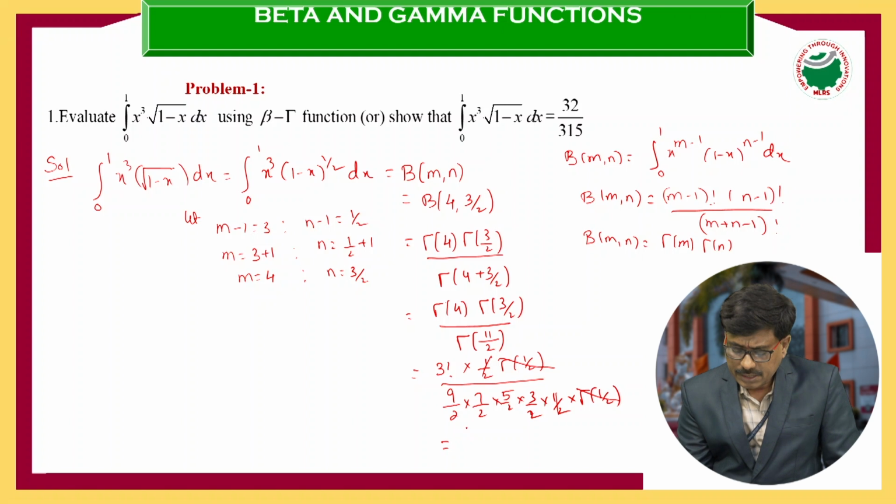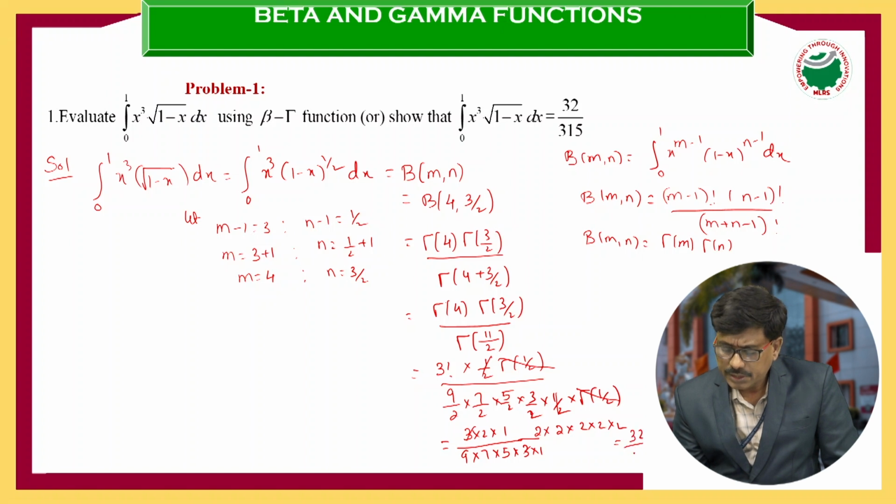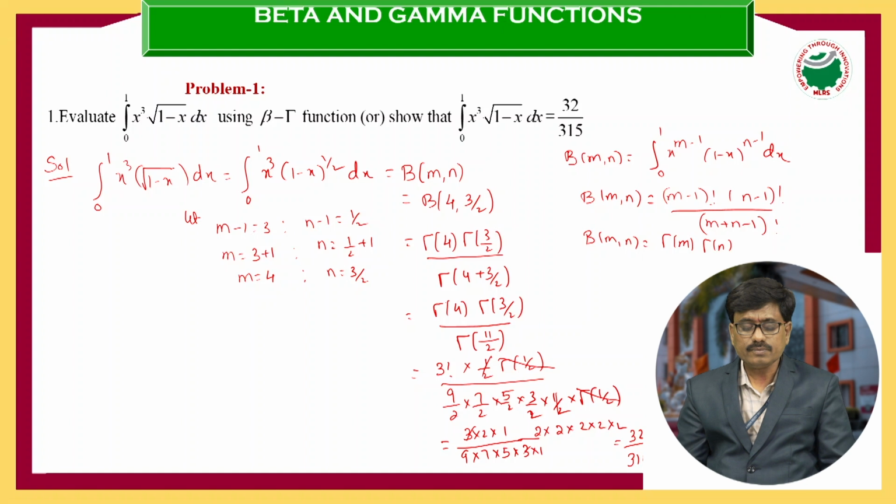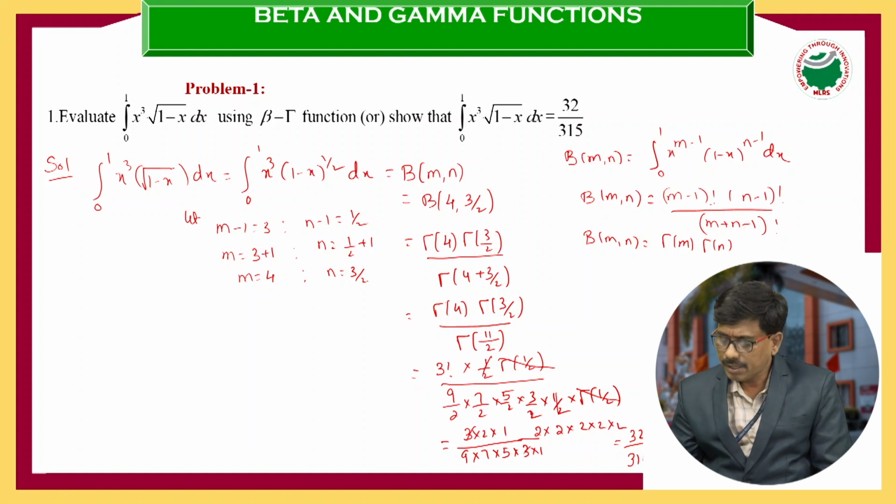If I simplify, this becomes 3 factorial, means 3, 2, 1, whole divided by 9 into 7 into 5 into 3 into 1 into the denominator values, which are nothing but 2 into 2 into 2 into 2. If I simplify, 3 gets cancelled. This becomes 32 divided by 315. Now we converted this first kind of improper integral in terms of first beta, then beta is converted in terms of gamma. Why? There n is not a positive integer.